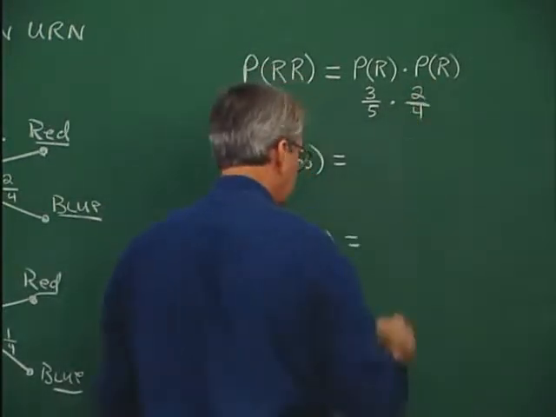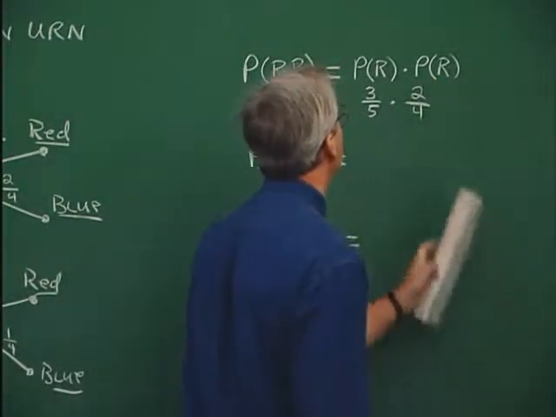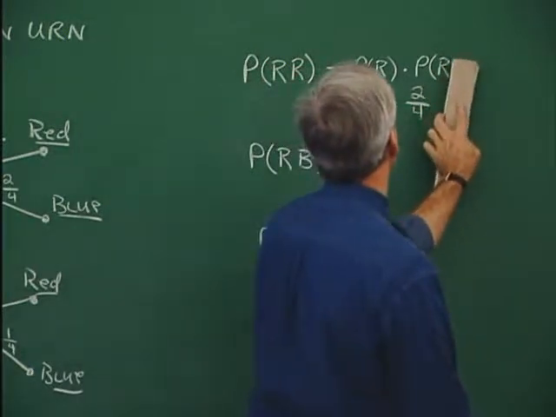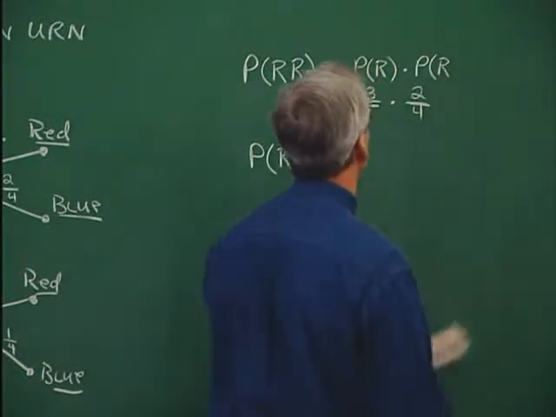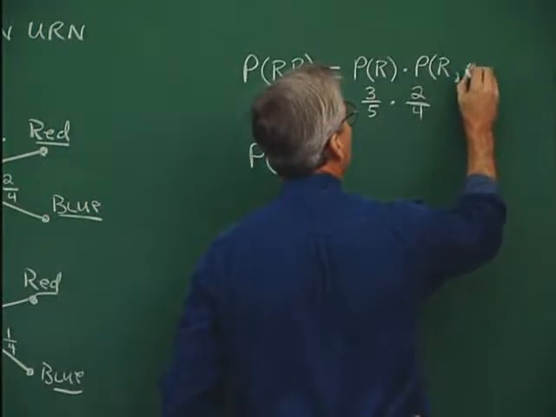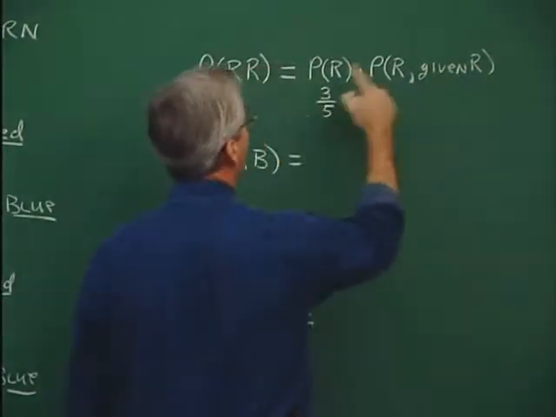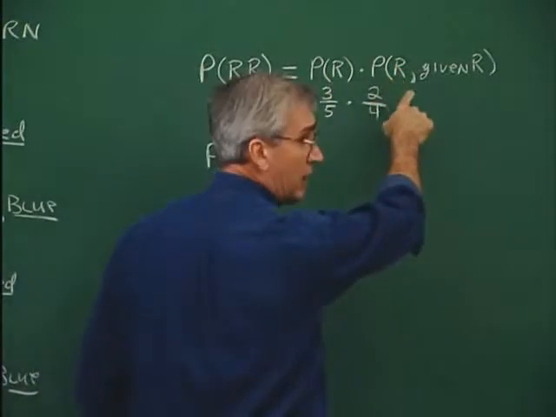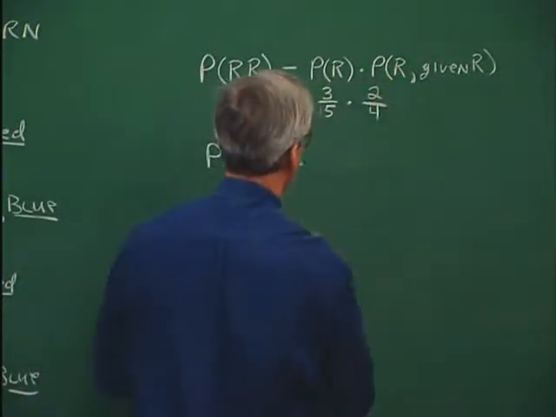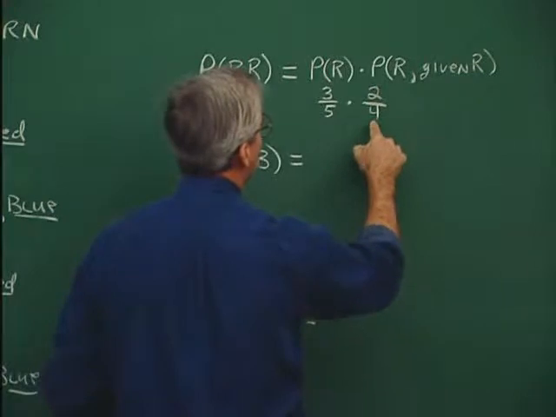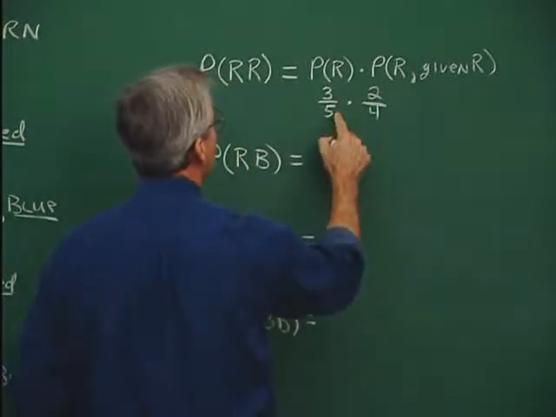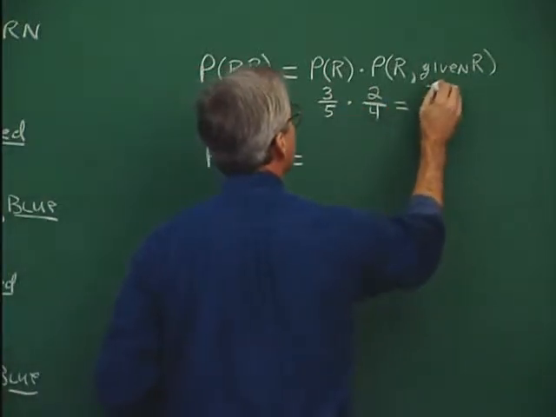And back over here, 2/4. To be technically correct, I ought to say that this is red given red. Given that red occurred on the first one, what's the probability of red on the second one? That's what we're really calculating here. All right, we have a little cancellation. This is 1/2. 1/2 times 3/5 turns out to be 3/10.